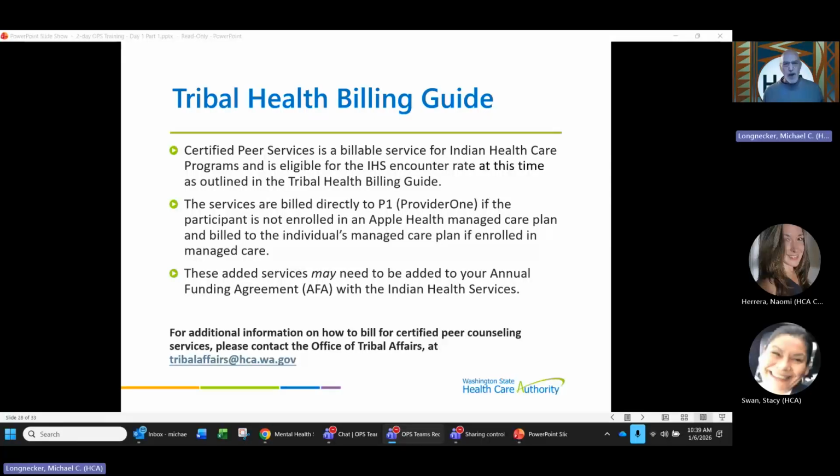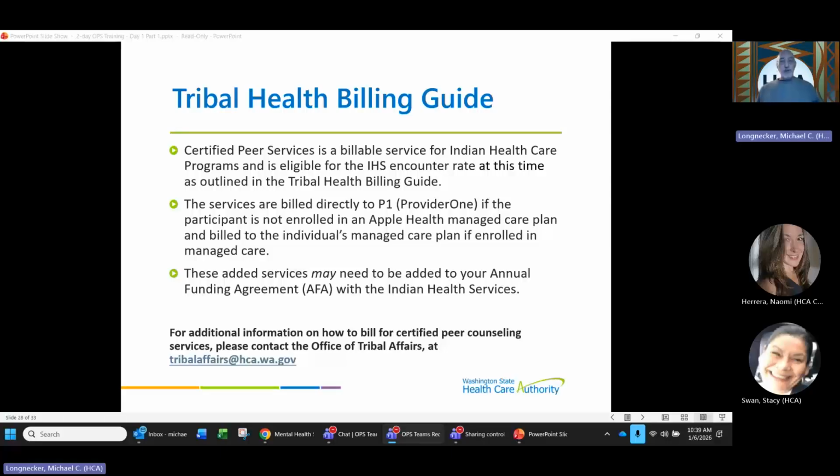I want to talk today about peer support services, and billing for Medicaid for these peer support services. Peer support services have been a billable service for Indian healthcare providers for a number of years, probably about 10 years. And these services do qualify for the all-inclusive rate, AIR, also known as the IHS encounter rate.